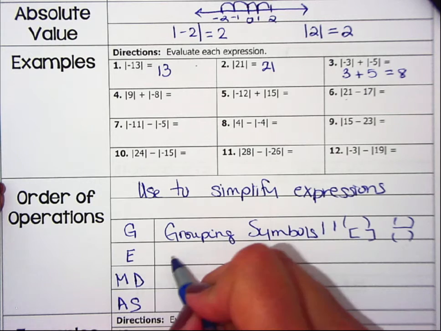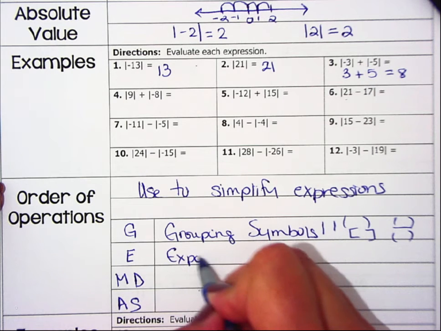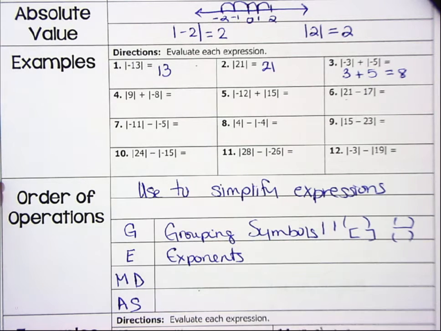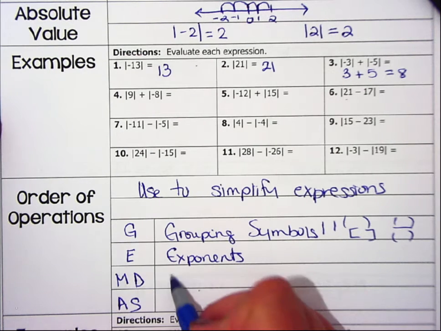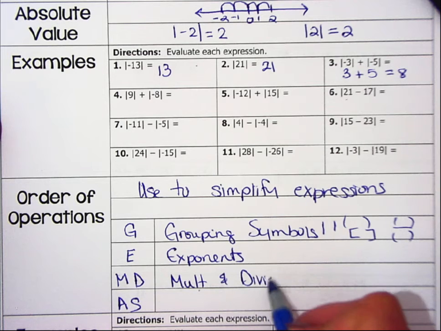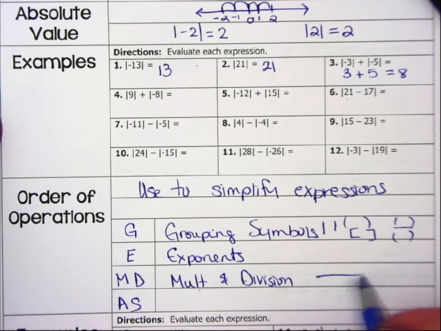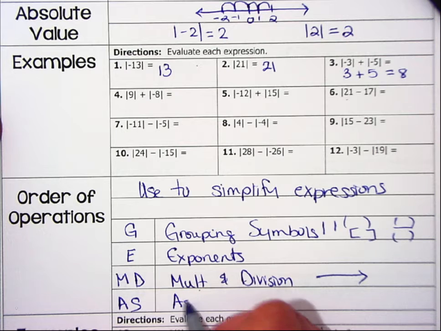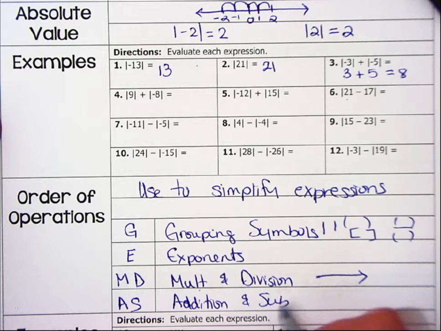Okay, then E is for exponents. Now multiplication and division are together. They happen together on the same step. So you do multiplication and division moving from left to right. And same thing with our last step, addition and subtraction. They're on the same step, moving from left to right.